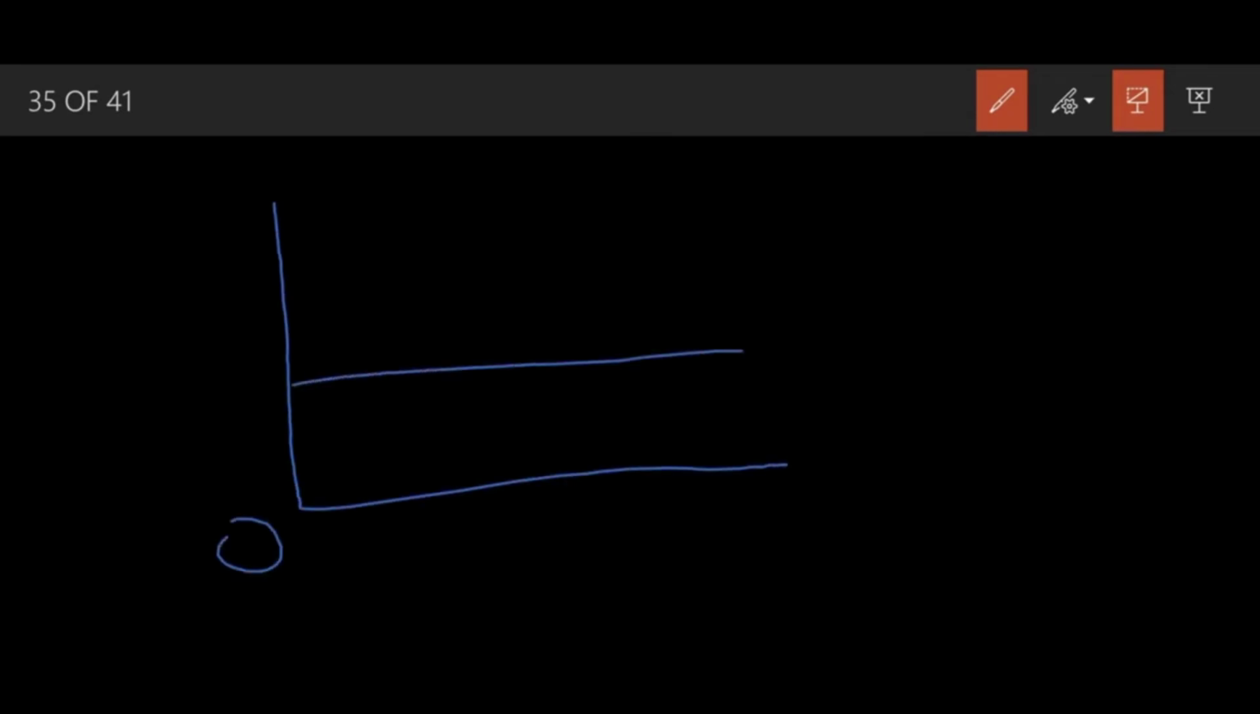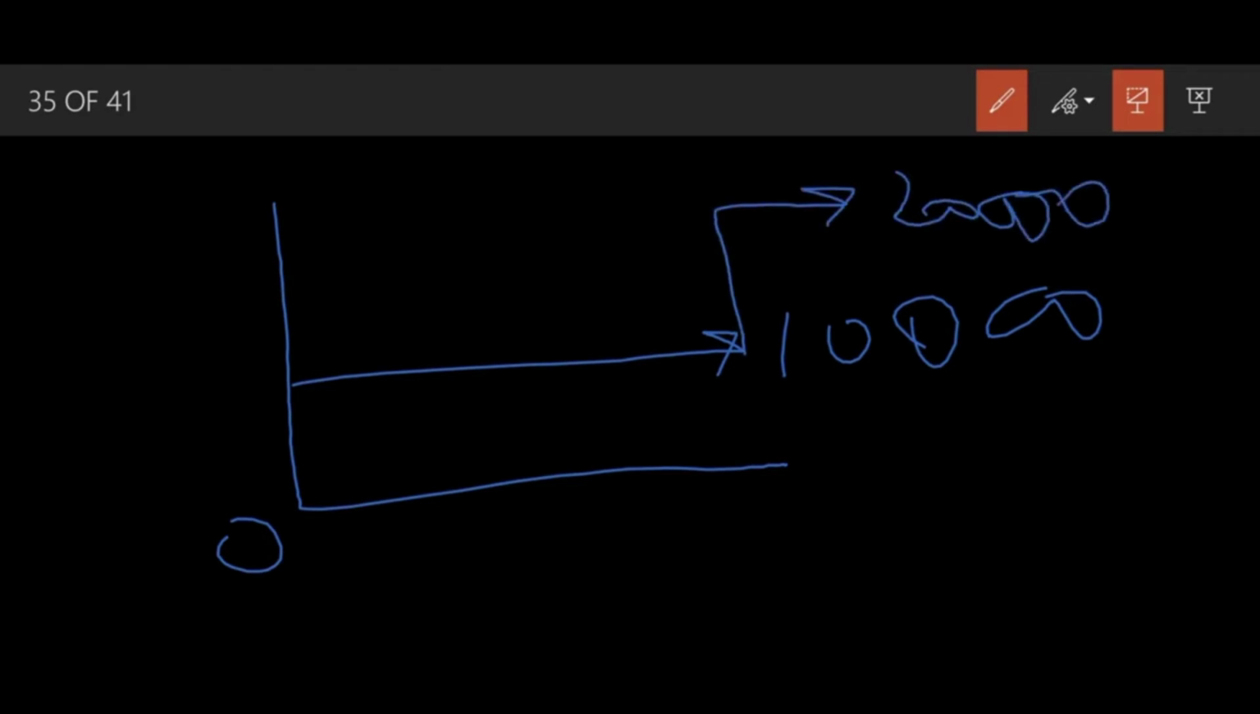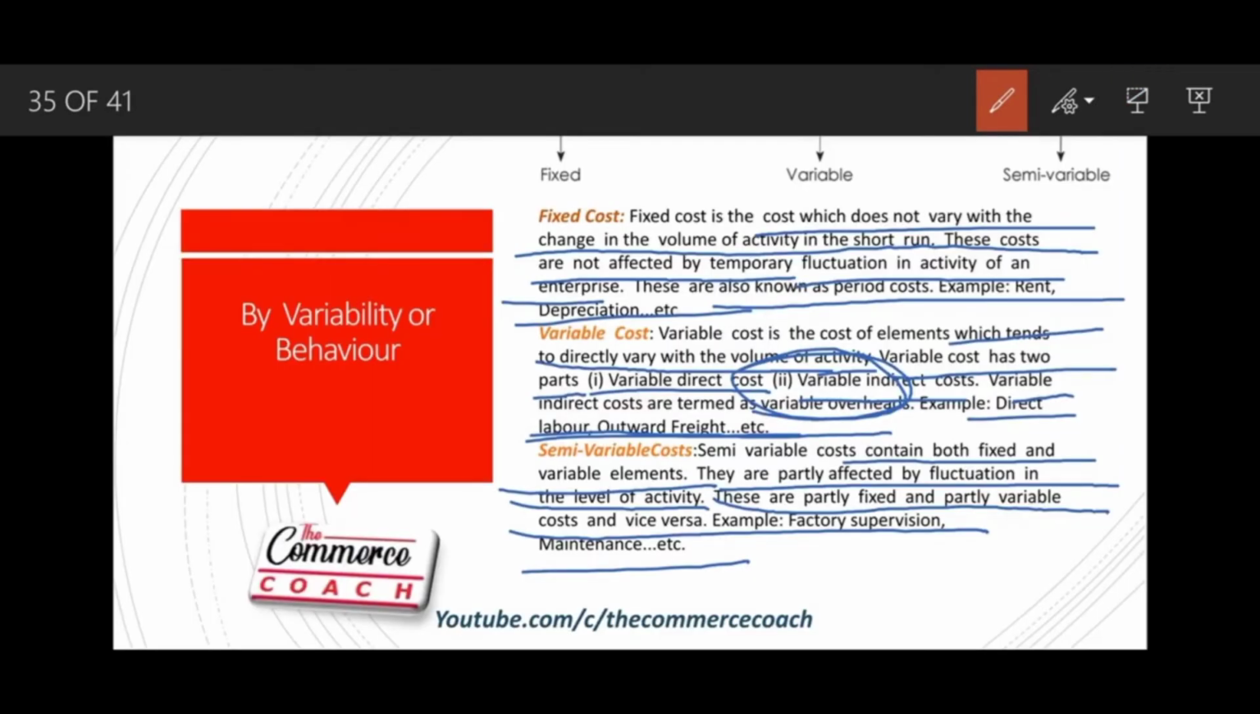So maintenance is fixed up to a certain level of production. Suppose till 10,000 units you will have to pay only 10,000 rupees. So if the machine produces only 10,000 units, then the maintenance cost will also be 10,000. But if you increase the production capacity of the machine to 20,000, then the cost will also increase to 20,000. So this is an example: maintenance of machine is an example of semi-variable cost.